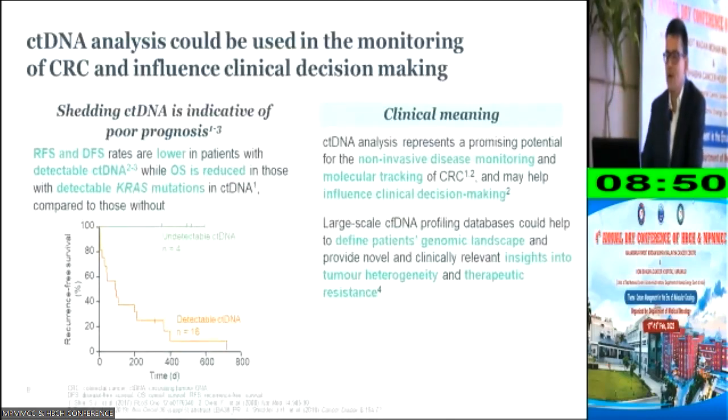If you see this graph, this is about the prognostic impact of ctDNA. The RFS and DFS rates are lower in patients who have a detectable ctDNA, and overall survival is reduced in those who have detectable KRAS mutations in the ctDNA. So definitely we can do non-invasive disease monitoring and molecular tracking of CRC, which may help in what we do with these patients post-surgery, post-curative intent surgery and chemotherapy. If you have a ctDNA positivity, are we going to treat them? That question is unanswered. But if you have ctDNA monitoring, we can say that these patients are going to do badly and maybe need more stringent surveillance.